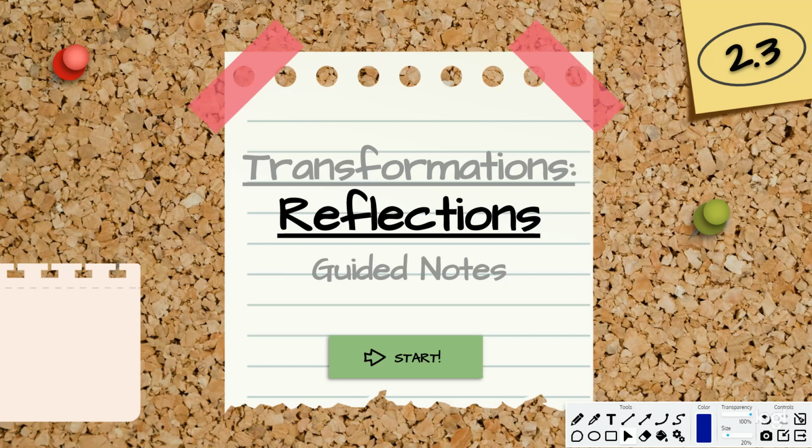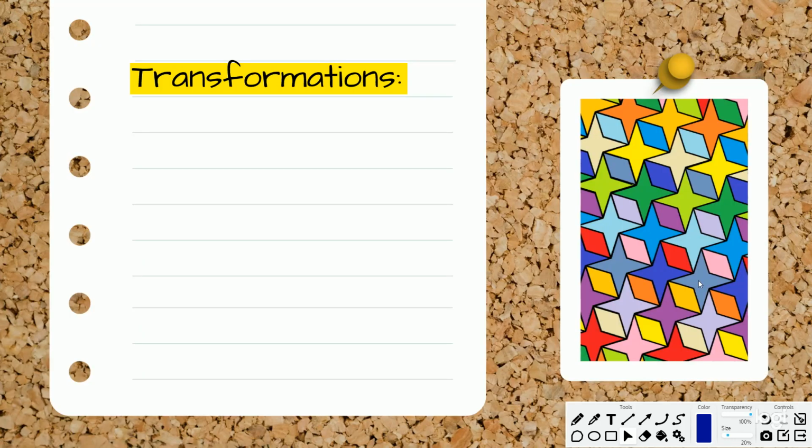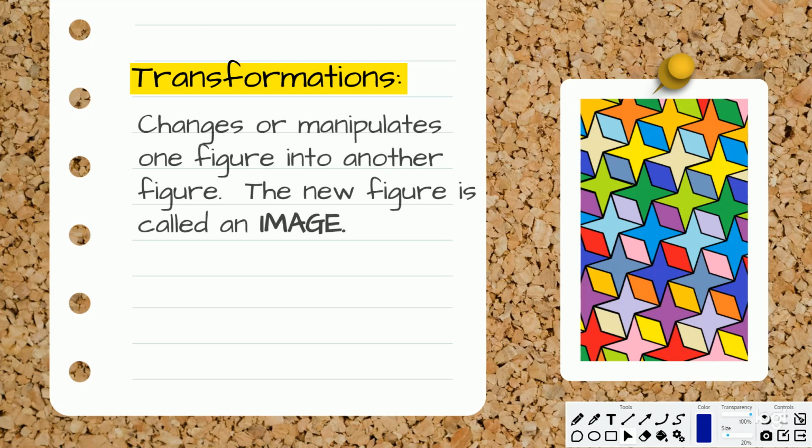So to start, we're just going to be reviewing a transformation. Again, this is the same as our last video. A transformation changes or manipulates one figure into another, and that new figure is called an image.